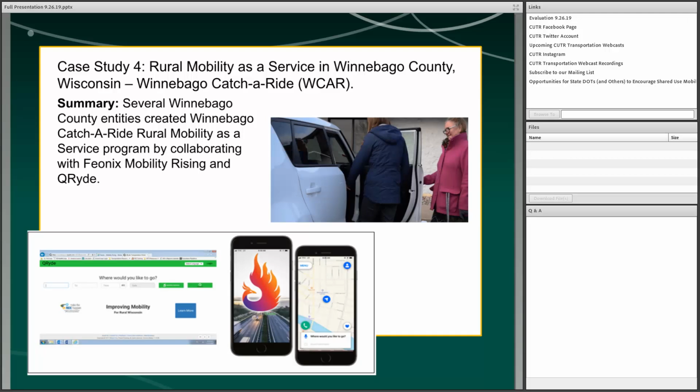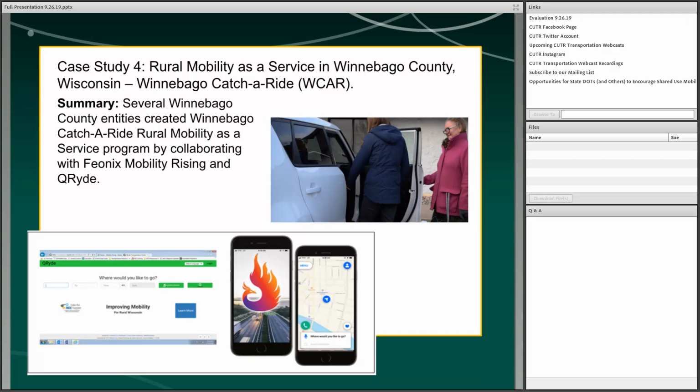I will talk a little bit about the volunteer driver ride sourcing platform today in my presentation for this case study. W-Car was developed in October 2018 for a 1-year pilot lasting until September 2019. The W-Car program uses the Phoenix Mobility Rising platform and volunteer drivers to fill mobility gaps that were not served before. There are already transit services available in Winnebago County, and W-Car will pitch in to meet the gaps that already exist.